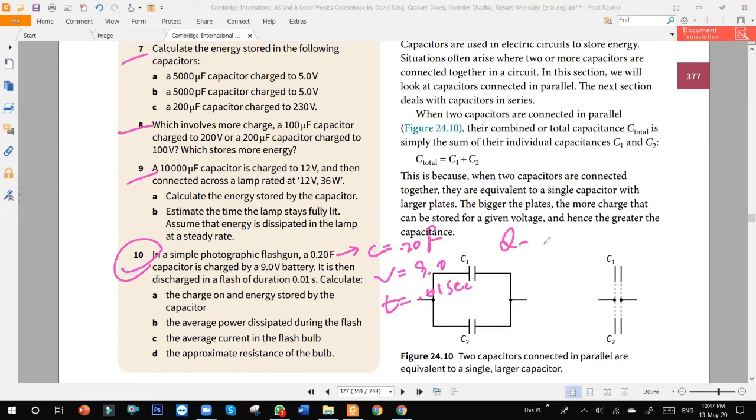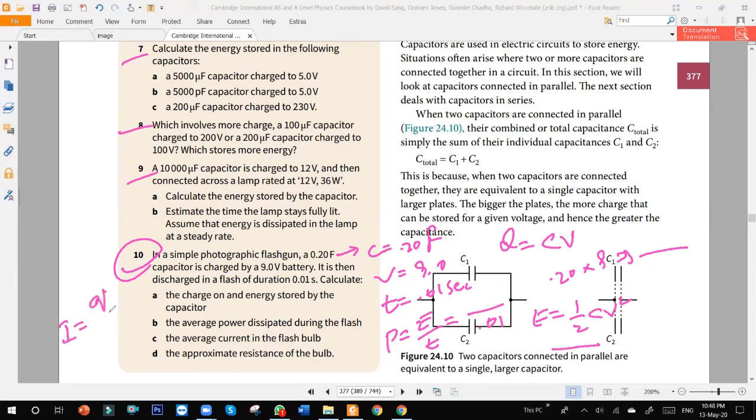So charge Q is equal to CV, and your C is 0.20, V is 9. From this formula you can find the charge. Energy is 1/2 CV². From this formula you can find the energy. The average power dissipated during the flash: power is equal to energy divided by time. You will get the energy from this and divide by 0.01, so you will get the power. Then the average current in the flash bulb: current is equal to charge per unit time. Charge is 0.20 times 9 divided by time, which is 0.01 second.